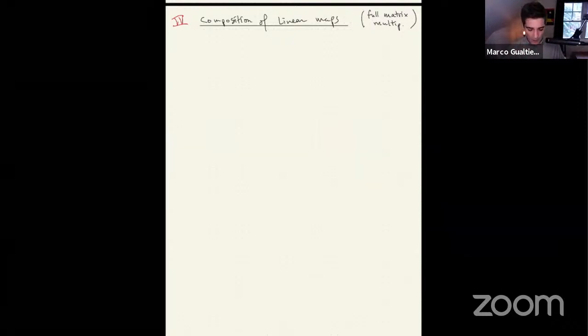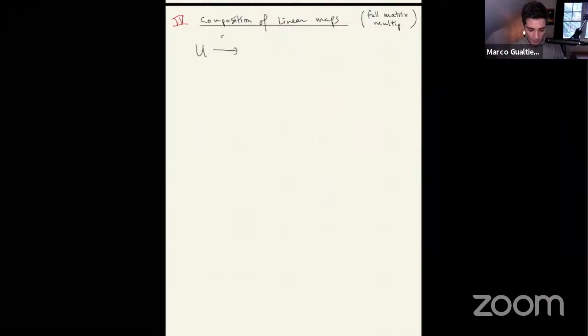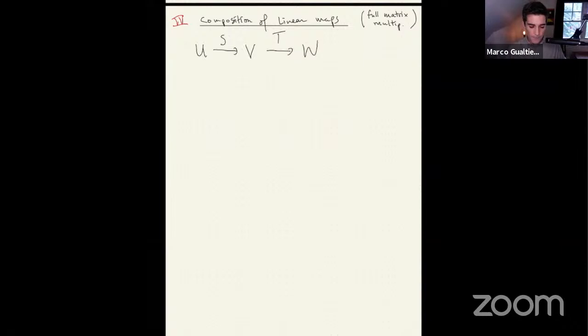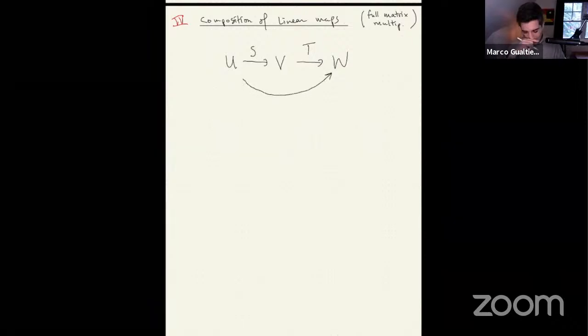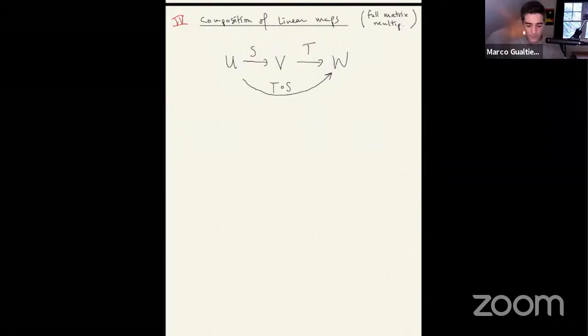Okay, so the idea is very simple. We're going to introduce another vector space, U. So we have U, we have a linear map S going to V, and T is as before, it goes from V to W. So we know that these can be composed, and the result annoyingly switches order. So it's S composed T because I apply S first and then T.